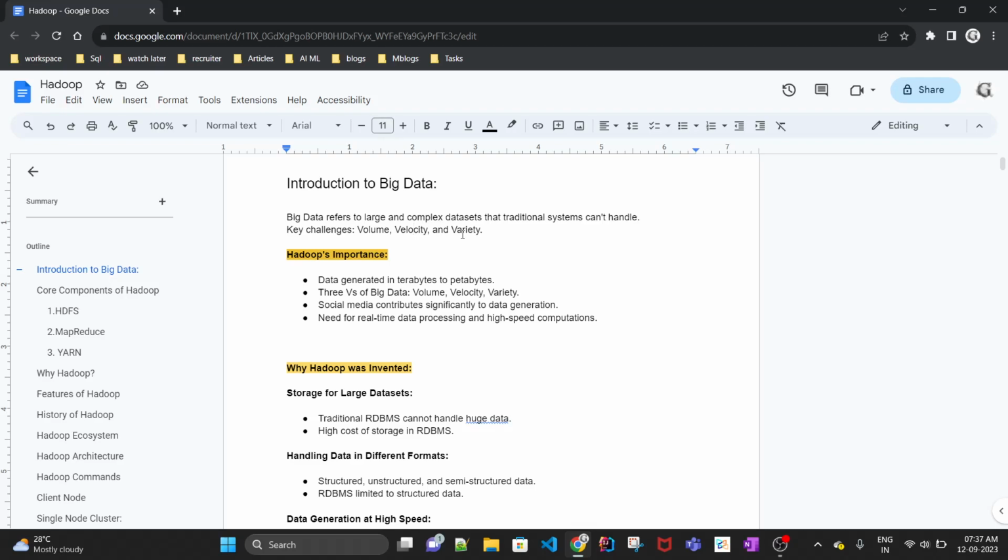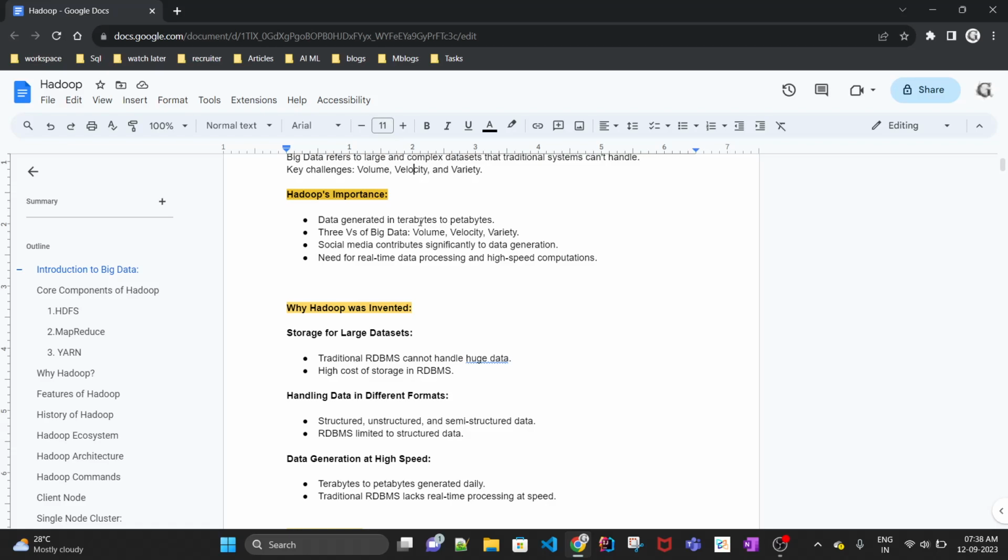Big data is just a problem, and that's where Hadoop was introduced to solve this big data problem. So we discussed that data is getting generated in terabytes and petabytes, the three V's: volume, velocity, variety. Social media contributes significantly to the data generation, and we need real-time data processing and high-speed computation.